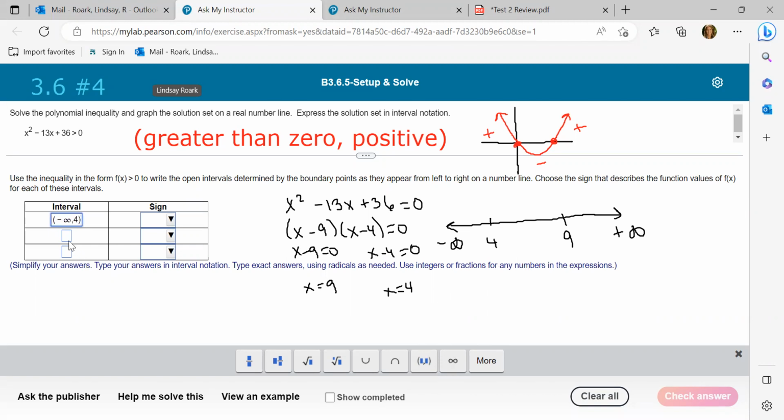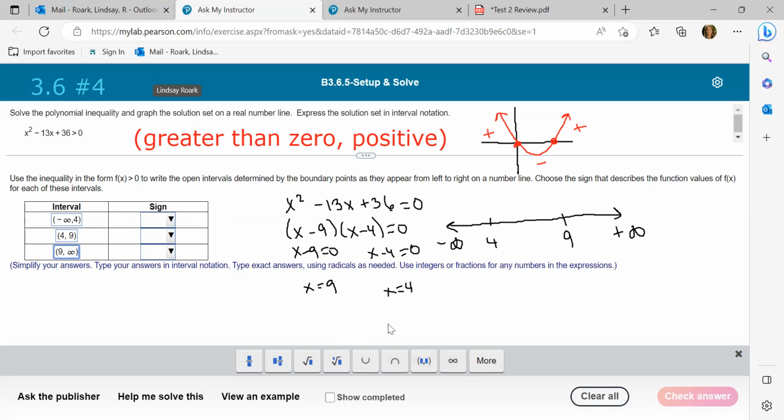Okay, and then the next interval, I'll go ahead and fill the intervals in, and then we'll come back and deal with the signs, would be from 4 to 9, right? And then the last interval would be from 9 to infinity. So again, slightly different maybe than what we did when we were just coming up with the number line, but these would be the same intervals that we would need to know when we were writing the solution. So it's just having you think about how you'd write the interval before you actually get to the answer.